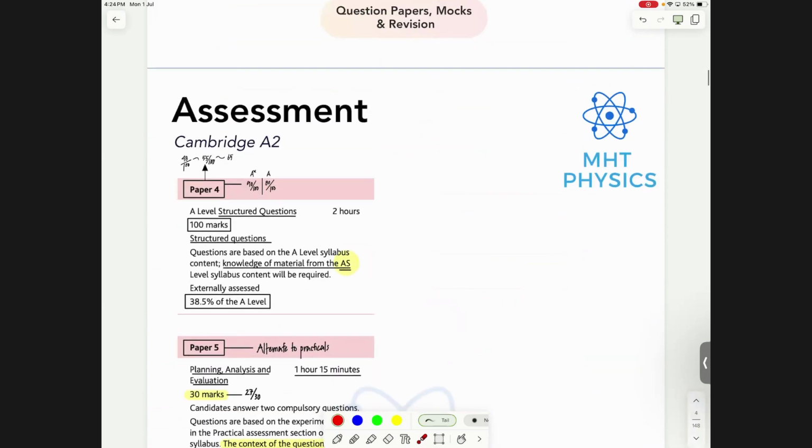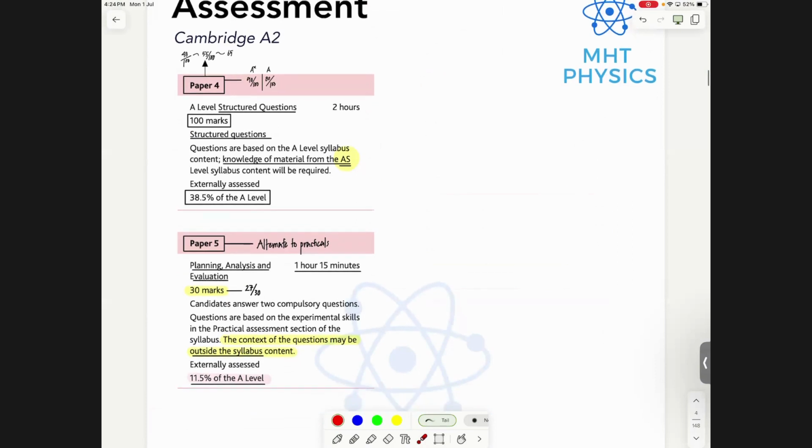Any questions regarding the papers? So paper 4 is the target. Paper 4 is 100 marks. It's all structured questions. It's 2 hours.